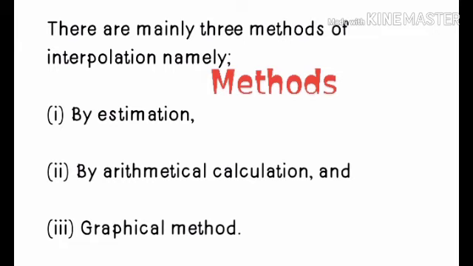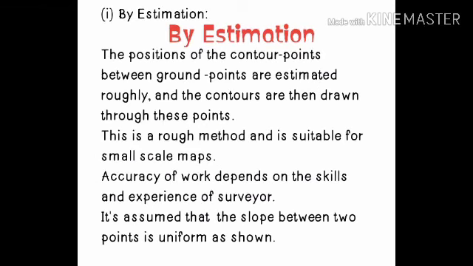There are mainly three methods of interpolation: by estimation, by arithmetical calculation, and graphical method. By estimation, the positions of the contour points between ground points are estimated roughly and the contours are drawn through these points. This is a rough method and is suitable for small scale maps.